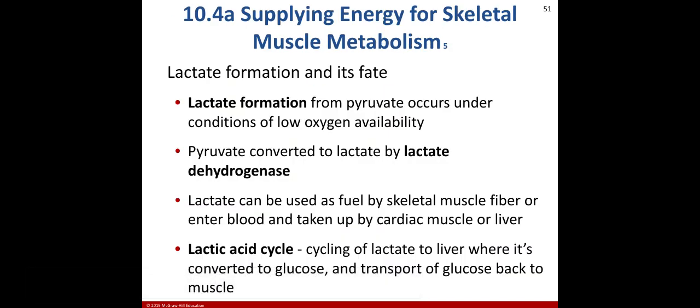While we're doing this, we can form lactate, which is not good for your muscle cells to accumulate. Basically, the pyruvate that you get is going to turn into this lactate when there is low oxygen. Pyruvate is converted into lactate by lactate dehydrogenase. Lactate can be used as fuel or enter the blood and be taken up by cardiac muscle or the liver. There is a lactic acid cycle in which lactate is converted to glucose, and the glucose is transported back to the muscles so that you can then make ATP.